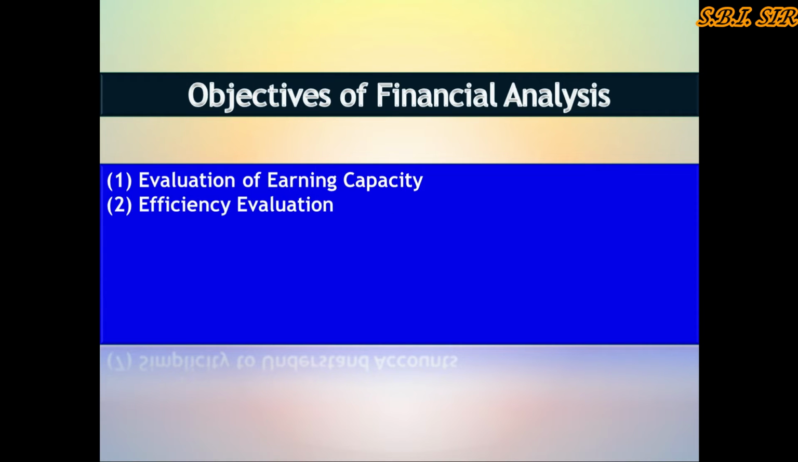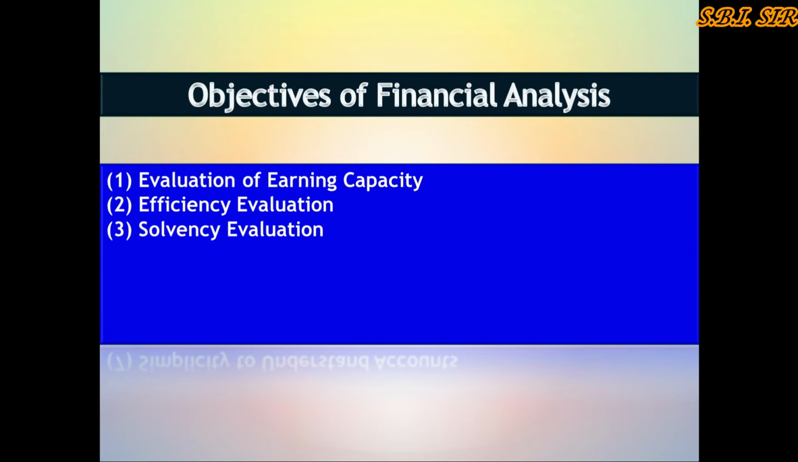The second objective is efficiency evaluation. A business entity acquires different assets as per the nature of the business. With the help of these assets, production and sales are done and services are provided. The use of these assets should be at the maximum level. Maximum use of assets generates more earnings. Through financial analysis, the evaluation of the efficient use of assets can be done.